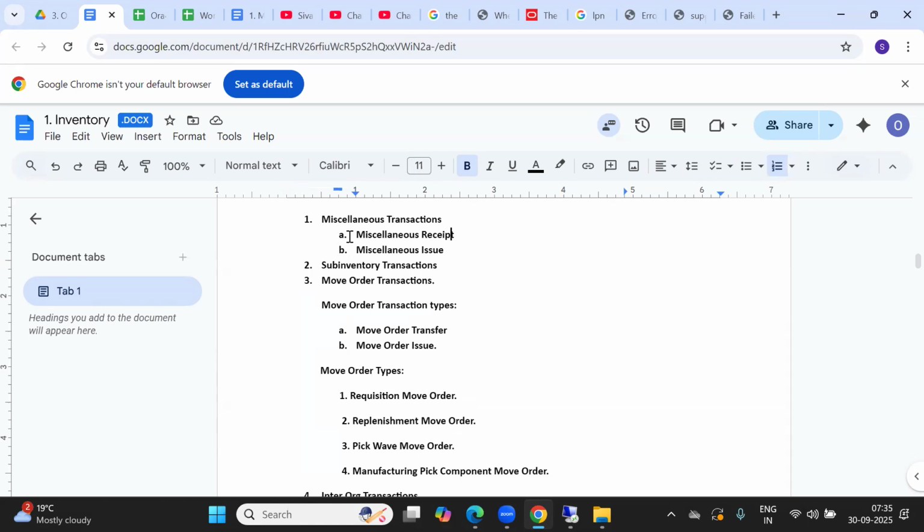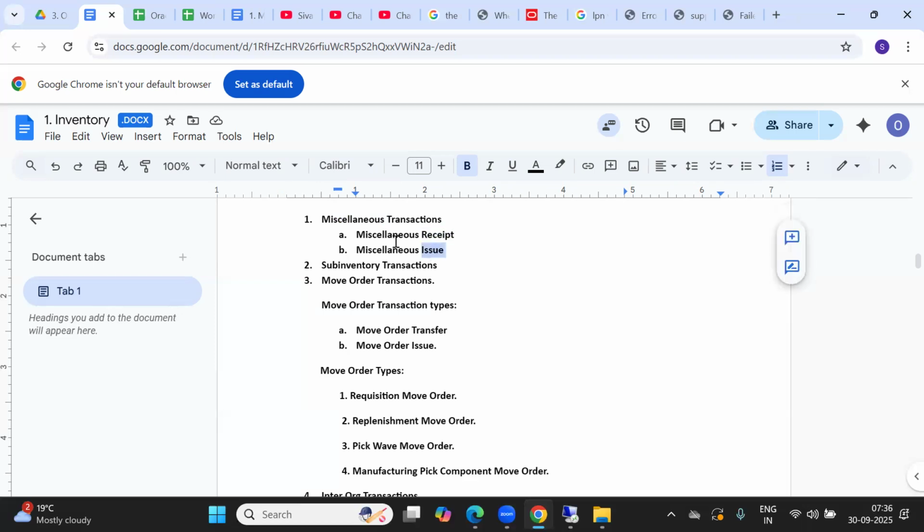If you take miscellaneous transactions, miscellaneous means something with very few items and low cost. If you remember, we created one wellness set also with miscellaneous. This miscellaneous transaction will be used for doing some adjustments, doing some tests in test instances, and increasing some quantity. So you will have a miscellaneous receipt and a miscellaneous issue.